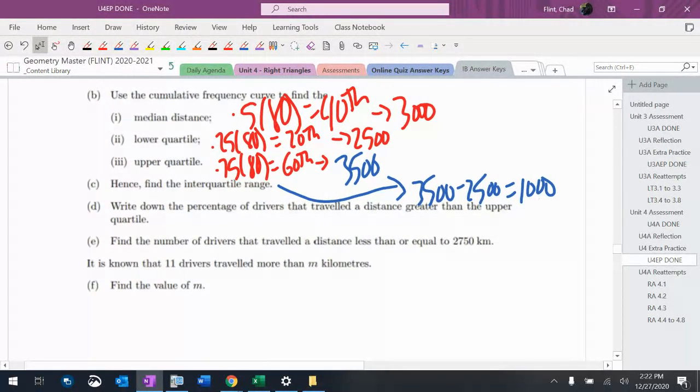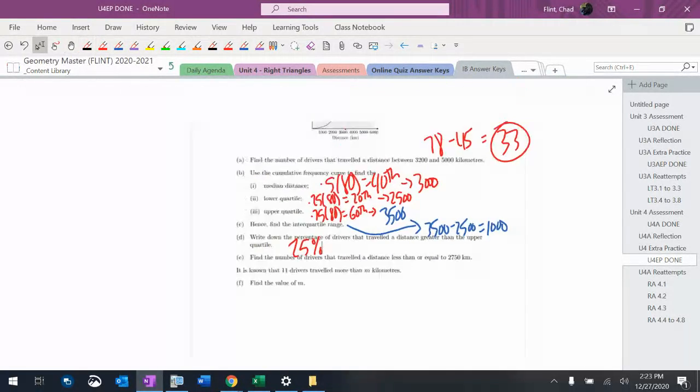Write down the percentage of drivers that travel a greater distance than the upper quartile. That means 75% were under the upper quartile, so 25% are over the upper quartile. Write the number of drivers that travel a distance less than or equal to 27,500.